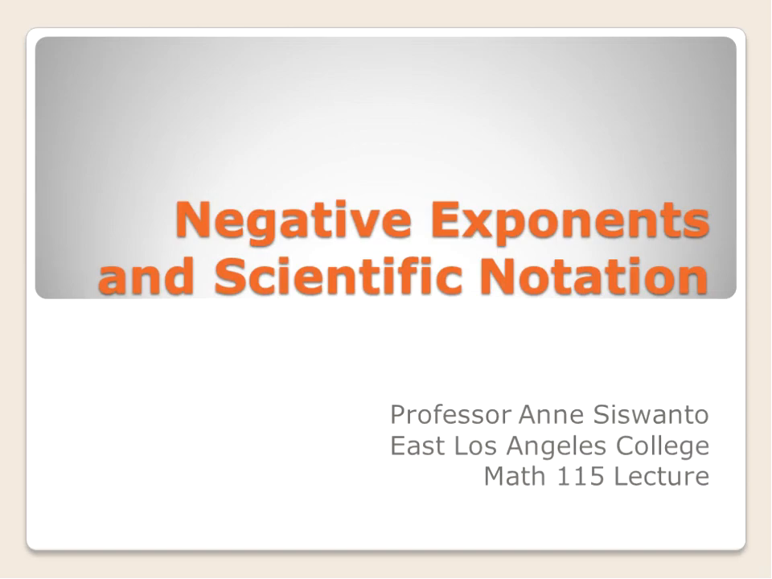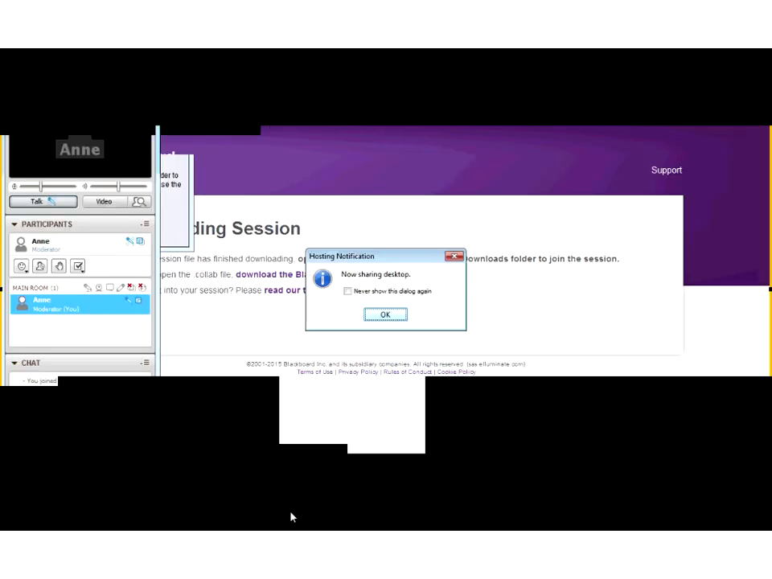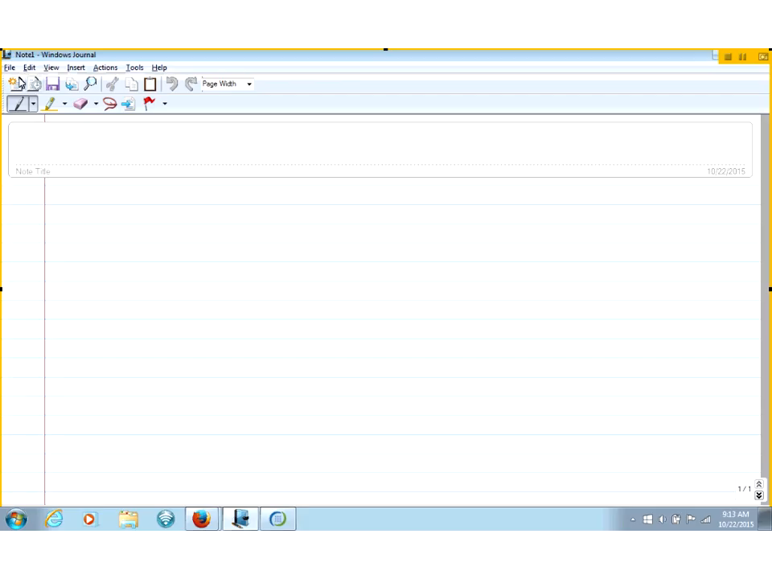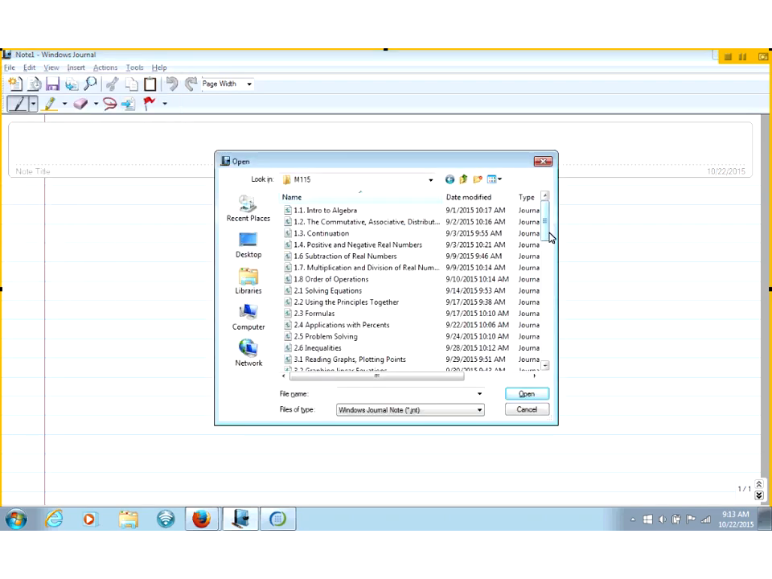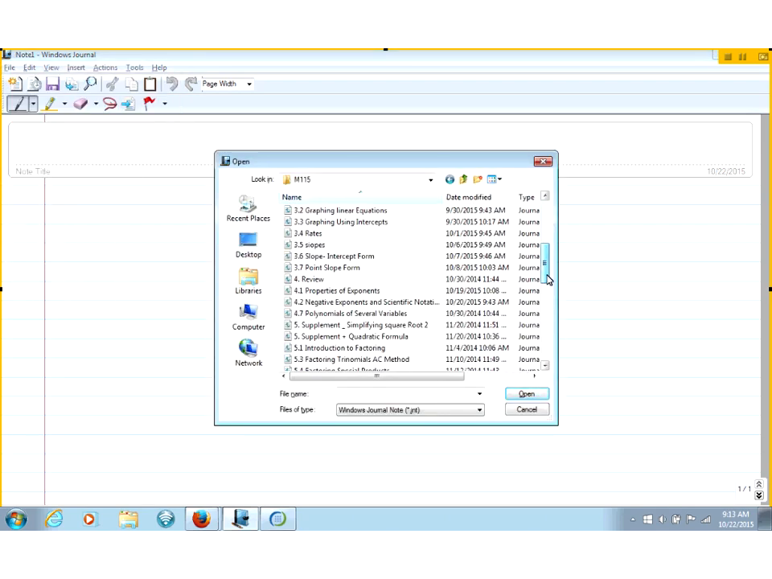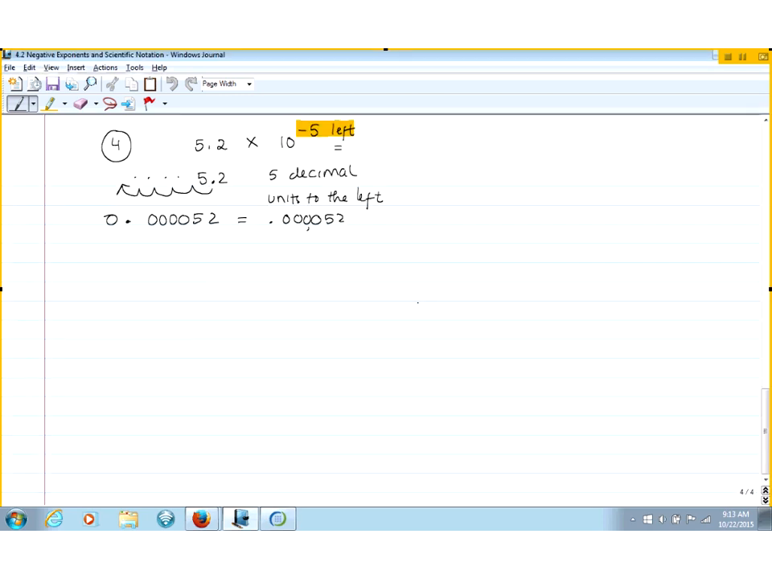Okay, so we're going to continue on negative exponents and scientific notation, which is section 4.2. Let's open Math 115, 4.2. All right, so this is where we left off yesterday.